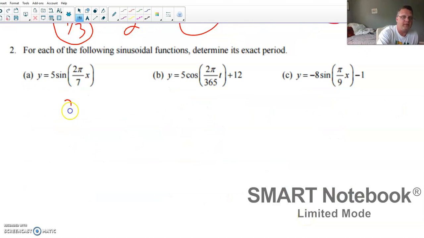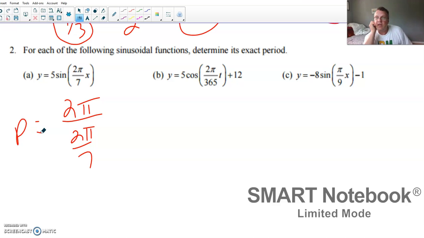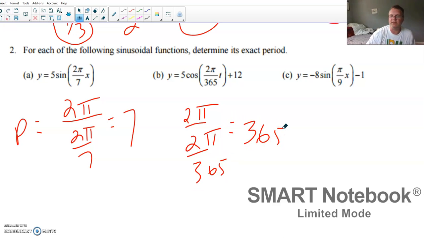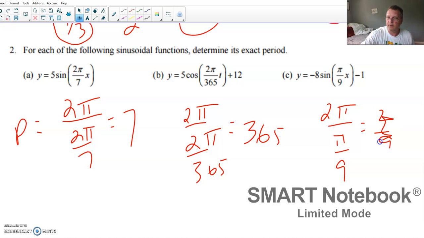So you have 2 pi over 2 pi over 7. So this one, you can put the pi in, because they'll cancel. So that's okay. And you get 7. Then we have 2 pi over 2 pi over 365, which is just going to be 365 because the 2 pi's cancel. 2 pi over 9 is, oh sorry, 18, because you had to invert and multiply. Perfect. All right, what else do we have? 3 and 4.